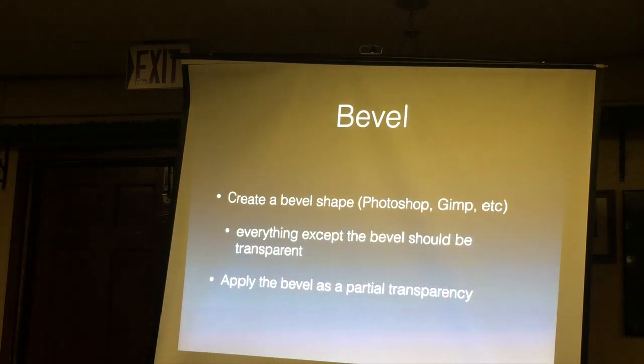You first have to create the bevel, and then everything except the bevel should be transparent. So this again should be a 4-channel image. Alpha layer is on, and everything should be transparent except the actual bevel part that you're trying to draw. You either need your bevel to be black and white, or you need it to have some built-in colors for the thing you're beveling. Or you make the bevel black and white and apply it as a partial transparency, which will bring the colors through from the other thing, which is what I'm going to do.